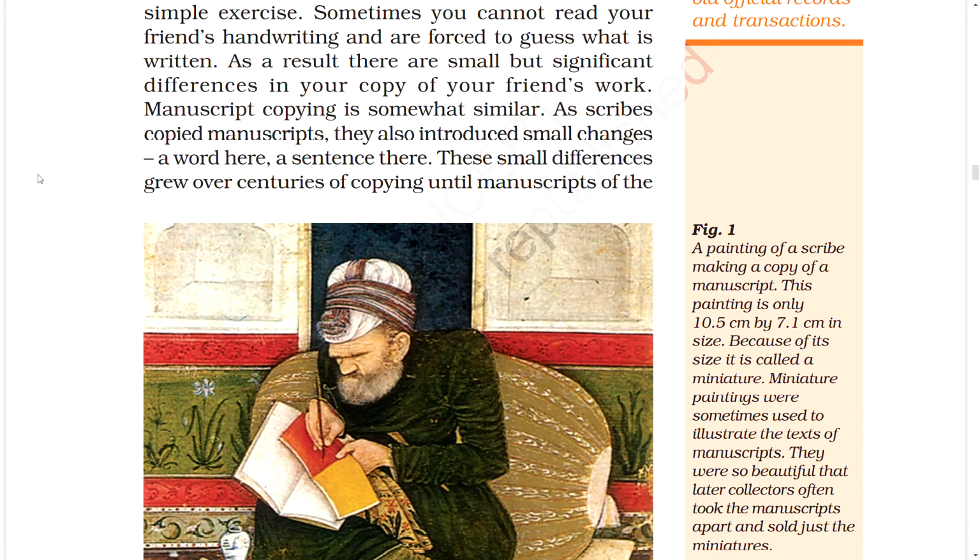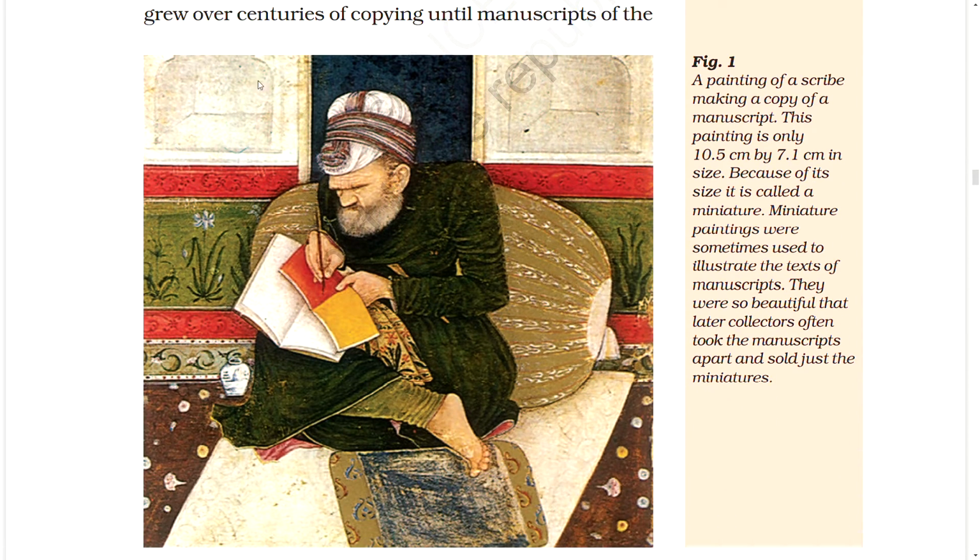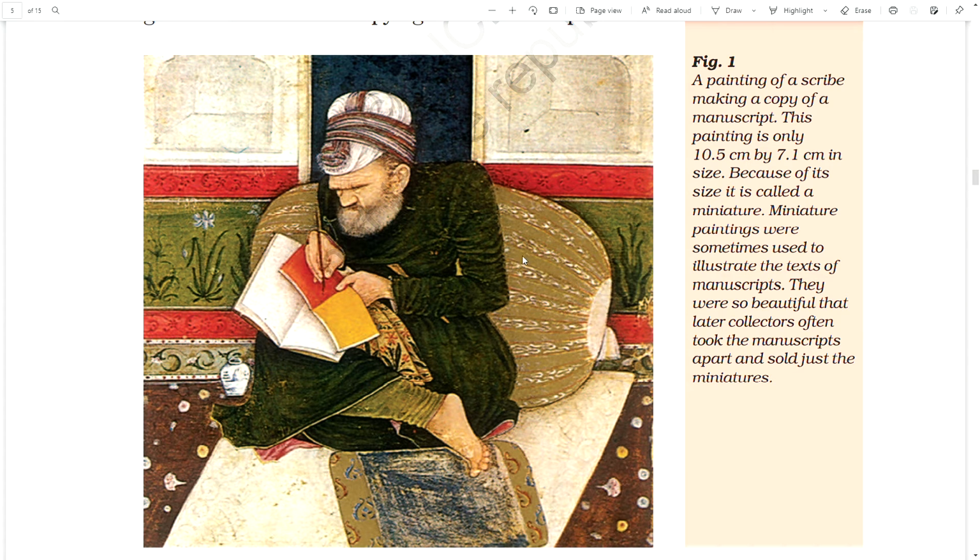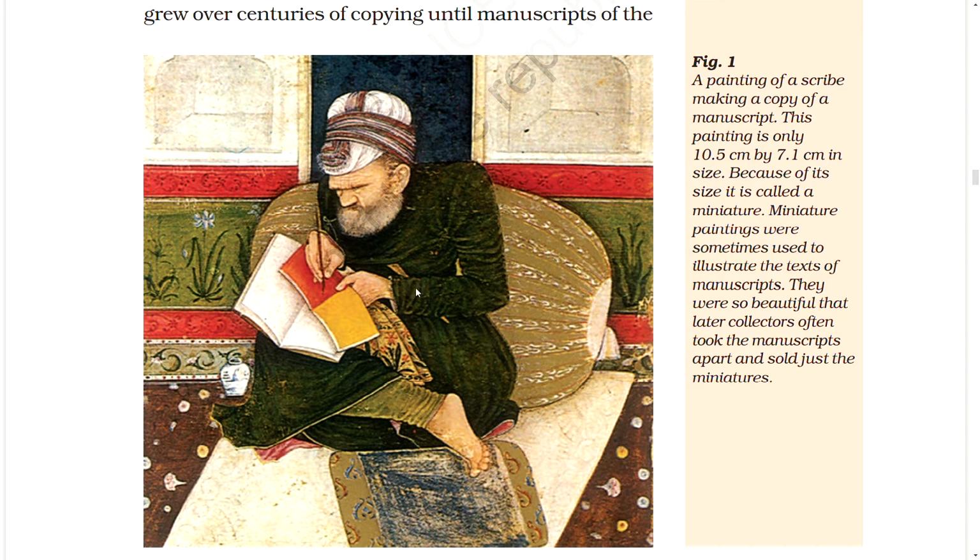Figure: a painting of a scribe making a copy of a manuscript. This painting is only 10.5 cm by 7.1 cm in size. Because of its size, it is called a miniature. Miniature paintings were sometimes used to illustrate the text of manuscripts. They were so beautiful that later collectors often took the manuscript apart and sold just the miniatures.